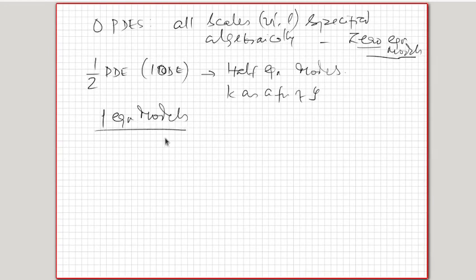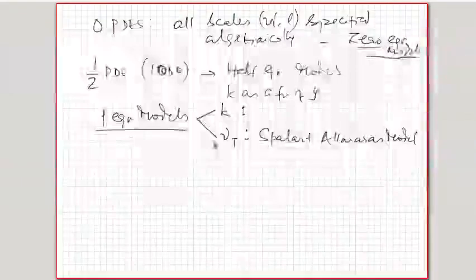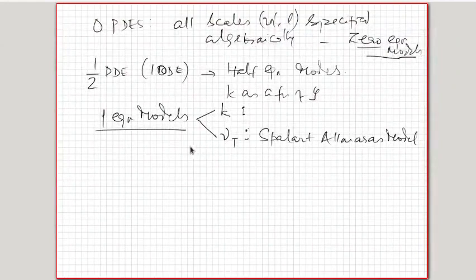In one equation models, you either solve for the turbulent kinetic energy k, or there is one class of models where you directly solve for nu t. I'll mention the name of this model because this is a popular model. It's the Spalart-Allmaras model. And there are many models which use k alone as this one and specify the length scale L using algebraic equations. So then you get what is called the one equation models.